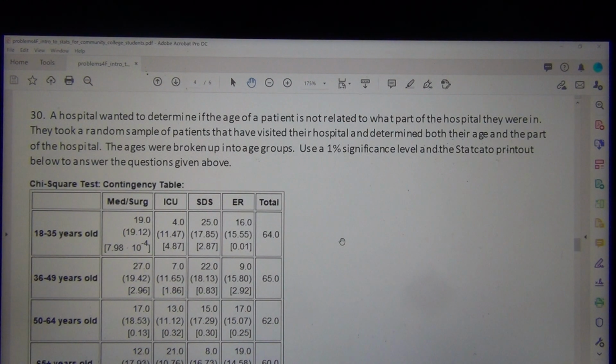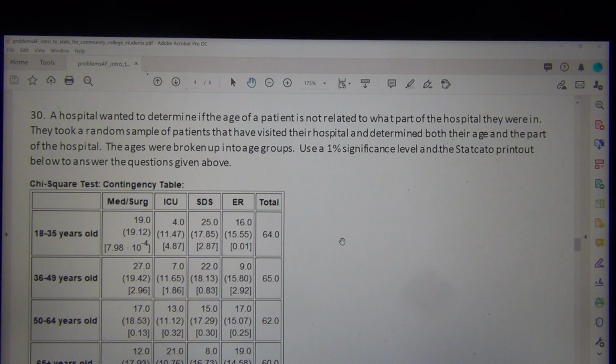So let's read the question together. A hospital wanted to determine if the age of a patient is not related to what part of the hospital they were in. They took a random sample of patients that have visited their hospital and determined both their age and the part of the hospital. The ages were broken up into age groups, and they used a 1% significance level and the Categorical printout below to answer the questions above, which is talking about basically running the hypothesis test.